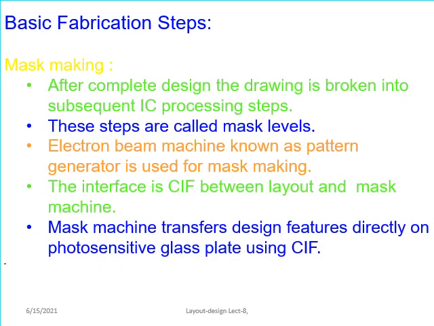Next is mask making. After completing the design, the drawing is broken into subsequent IC processing steps. These steps are called mask levels. An electron beam machine, known as a pattern generator, is used for mask making. The interface between layout and mask machine is CIF. The mask machine transfers design features directly onto a photosensitive glass plate using the CIF.